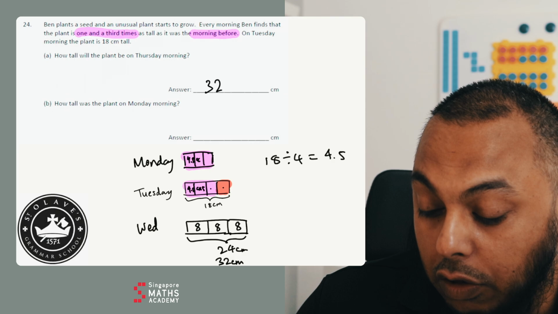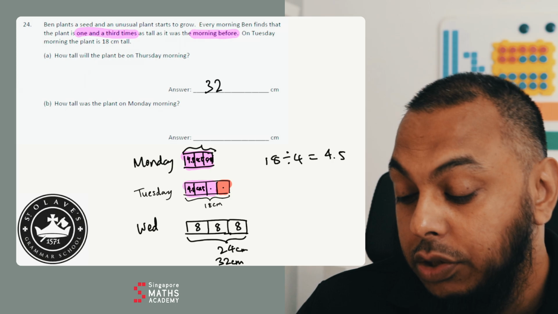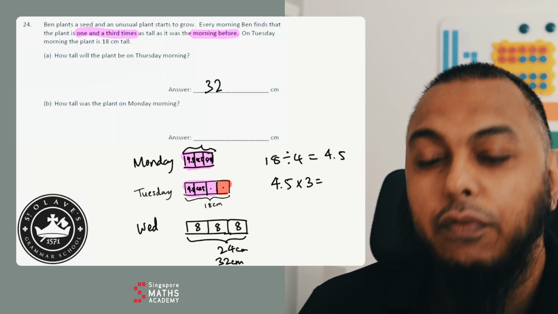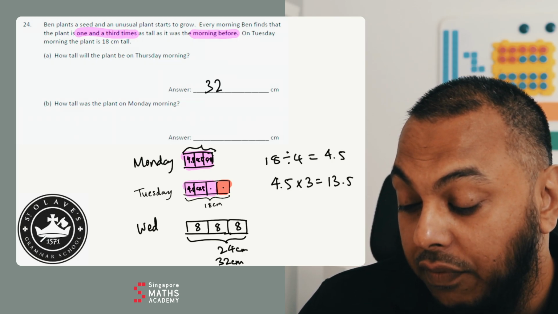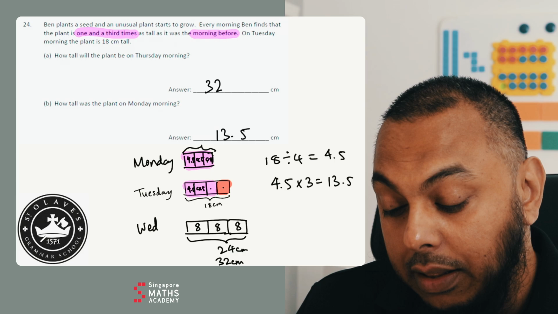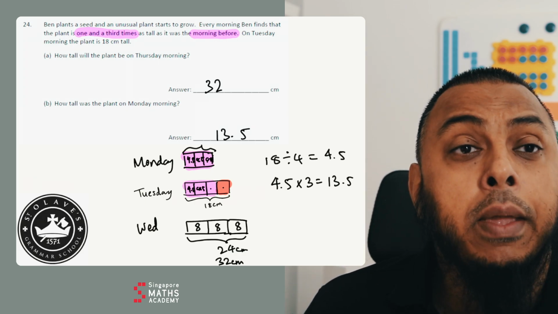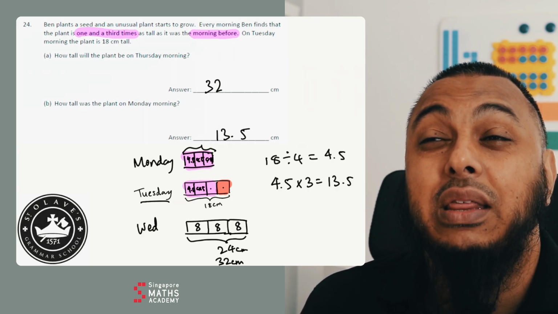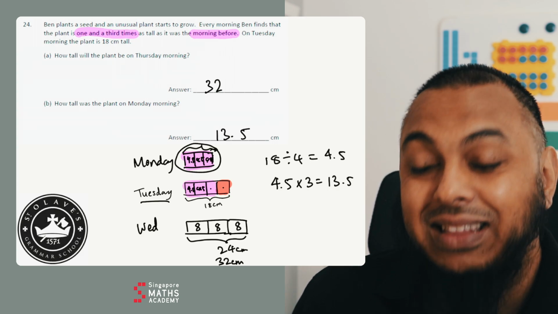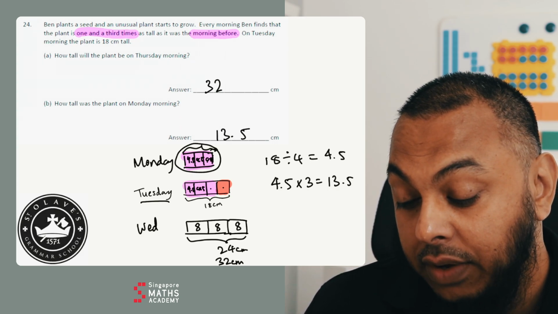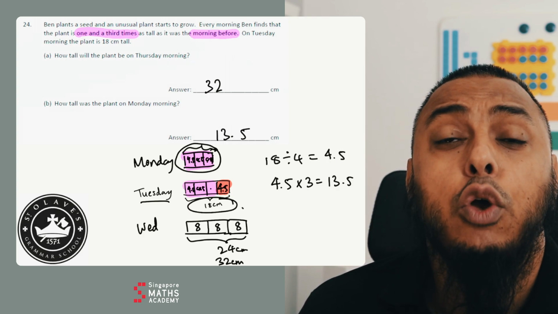And therefore I've got 3 lots of 4.5 to make Monday's height. So 4.5 times 3: 4.5 times 2 is 9, add another 4.5 is going to be 13.5 centimeters. So on Monday, the height of the plant must be 13.5 centimeters. Why? Because on Tuesday, it was 1 1/3 times taller. So 1 whole times taller is 13.5, and 1/3 of 13.5 is 4.5. So 13.5 add the 4.5 here makes 18 centimeters, which is exactly what we needed.